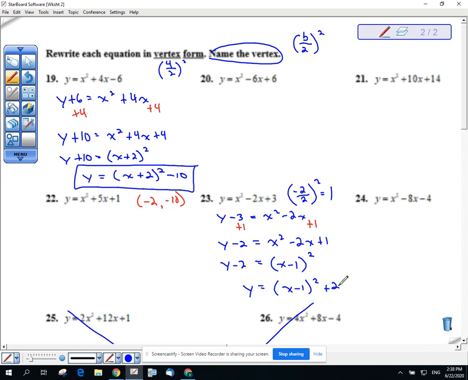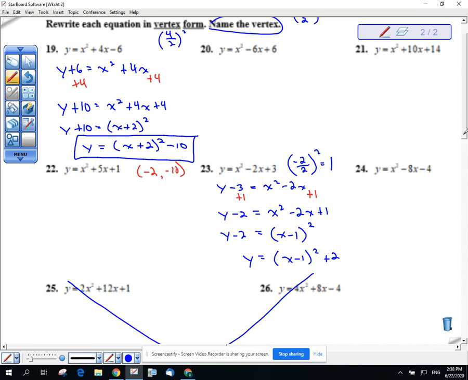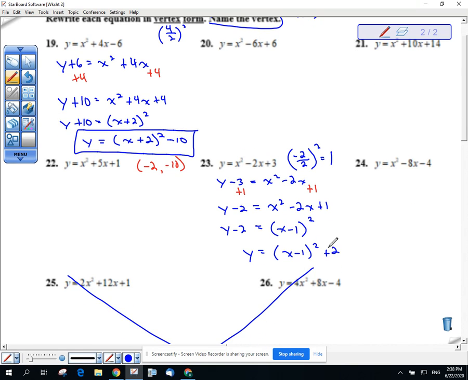And I think the others will work just like that. Oh, by the way, the vertex that they want would be 1, 2.